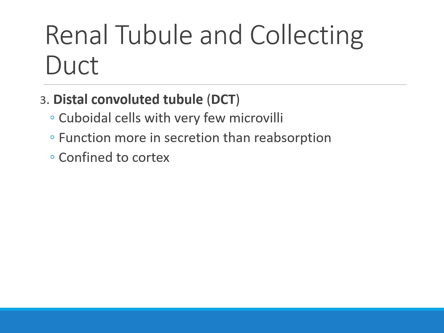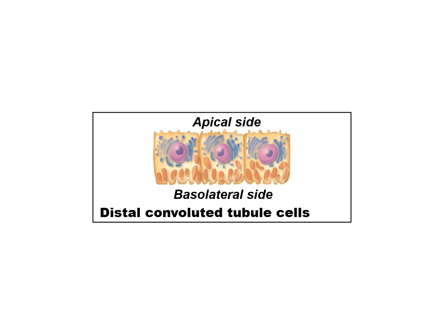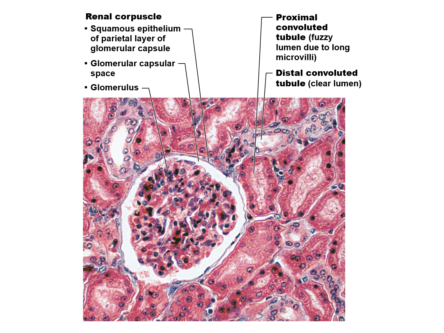So secretion is actually putting fluid that managed to sneak back into the blood supply, or something that didn't get out when it should have at the glomerulus, back into the tube for disposal. And the distal convoluted tubule is also confined to the cortex. So there is the distal convoluted tubule. Again, notice the lack of microvilli.